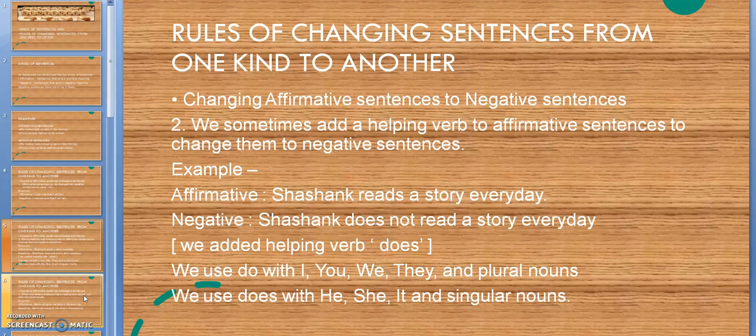I repeat, when we add a not to a sentence, sometimes we need to add a helping verb to affirmative sentences. When we add does as a helping verb, the S of the verb is removed. We use does with he, she, it and singular nouns, and we use do with I, you, we, they and plural nouns.